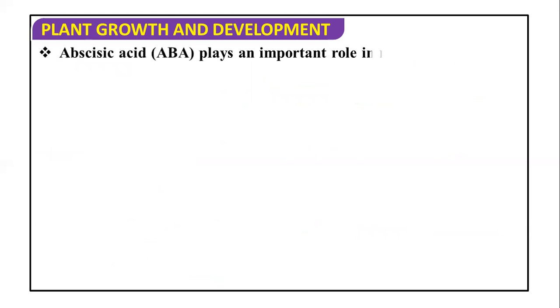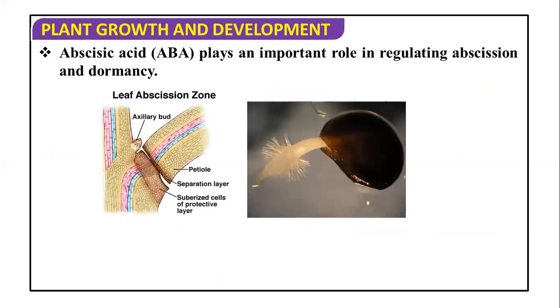So abscisic acid plays an important role in regulating abscission. If we talk about the function, obviously it plays an important role in regulating abscission and dormancy. During abscission, there is a falling of leaves, or we can say flowers and fruits. The abscission layer, a separation layer, is formed.